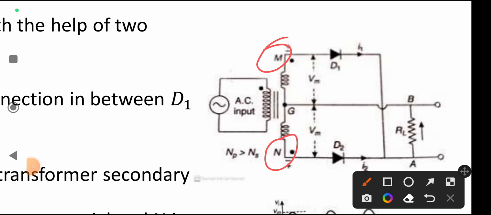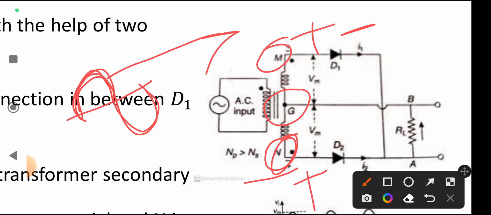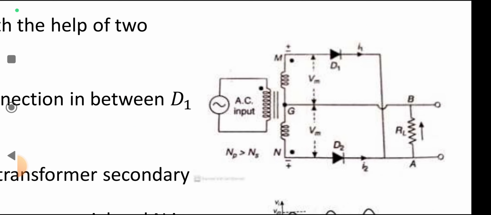Alternate positive and negative means, suppose there is a wave like this. During this positive half cycle, M becomes positive and N becomes negative. During the negative half cycle, N becomes positive and M becomes negative. So like this it changes alternate polarities. G changes it.